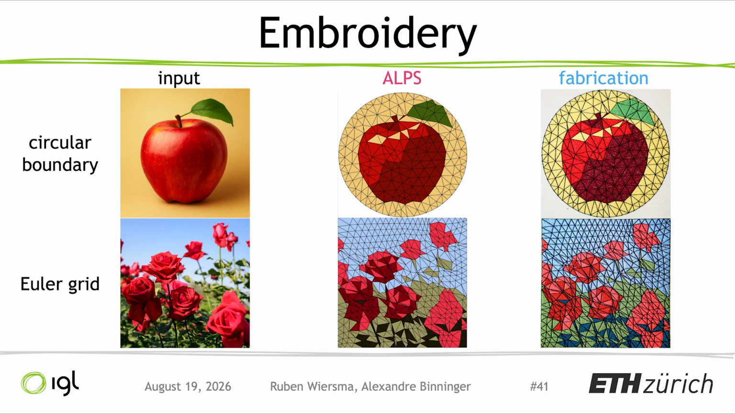Because we have full control of the representation, we can also incorporate additional geometric constraints. For example, we can fix the vertices on the boundary to a circle, or we can make sure that the topology follows a Eulerian grid. That means that every edge is only traversed once when we trace it with an embroidery machine.